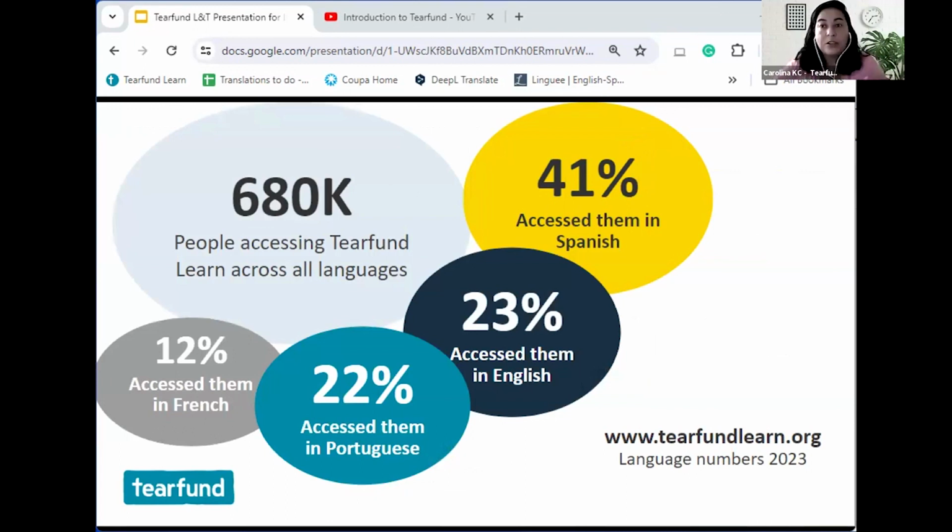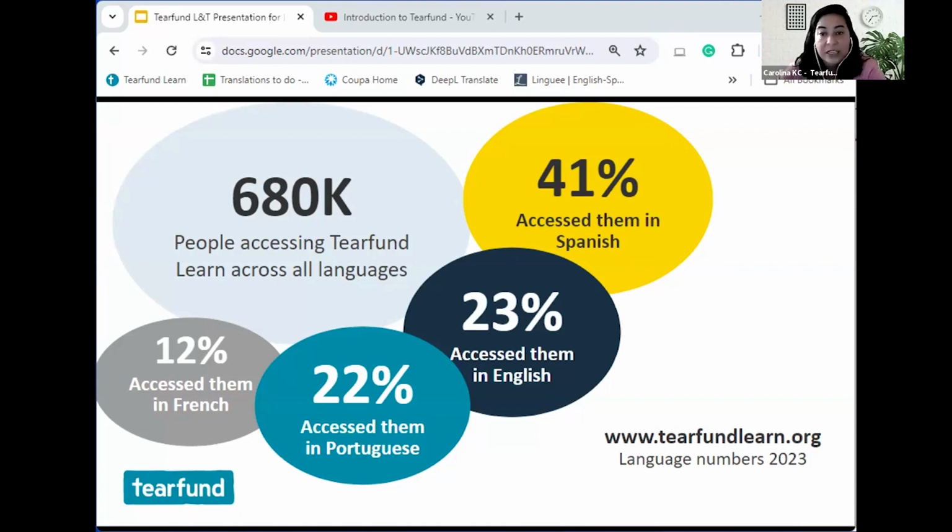So in terms of technology, we have adopted MemoQ as our translation software to build our translation memory for consistency and cost savings. We're also beginning to combine with some machine translation, and with the advent of artificial intelligence, we continue to develop and are now actively engaging in emerging technology that would allow us to access and benefit from what AI can bring. In terms of the reach of our audiences in terms of languages, the Tearfund Learn website, as you will see, had almost 680,000 people accessing it in the last year. 41% of them did it in Spanish, then 23% in English, 22% Portuguese, and 12% in French.